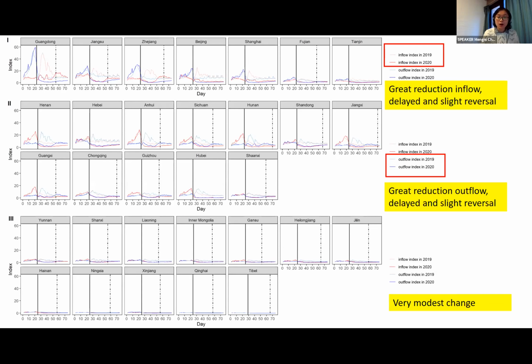For the second group, I would like to draw your attention to the outflow index, the two blue lines. We see there is also a big gap in the outflow index in these cities in 2020, but consistently we see that before the government policy, there is no big change between 2020 and 2019. The biggest difference is that in the first group the inflow is influenced, and for the second group the outflow is influenced very much.